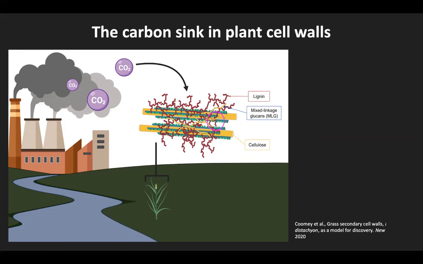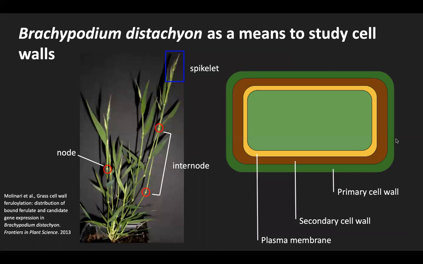So to study secondary cell walls, we're using the model grass species Brachypodium distachyon. B. distachyon is a model organism for cereal crops due to its short life cycle, simple growth requirements, phylogenetic relation to food crops, and ease of transformation.